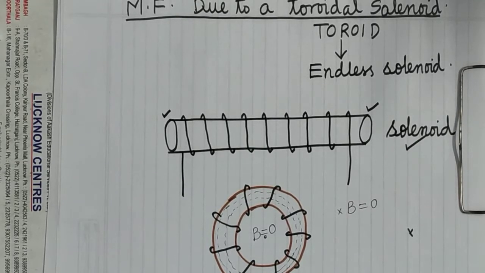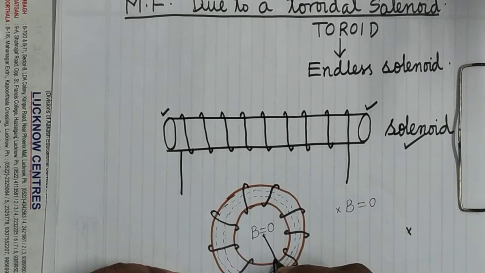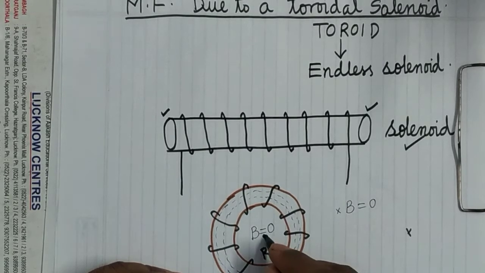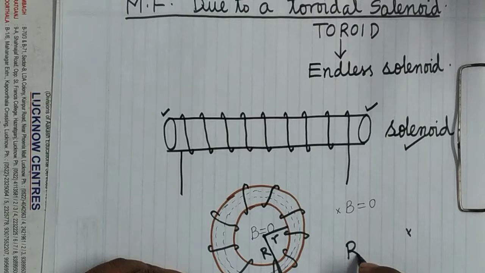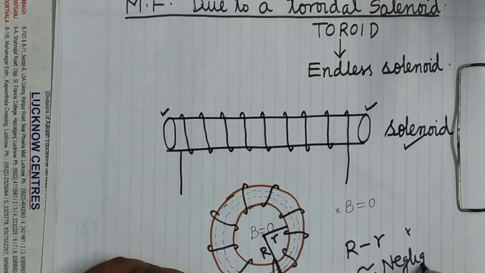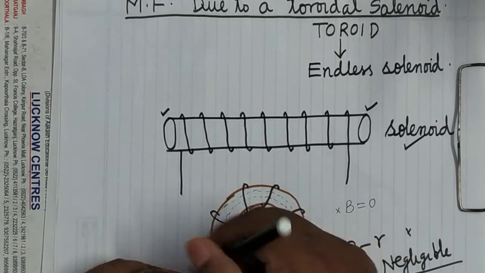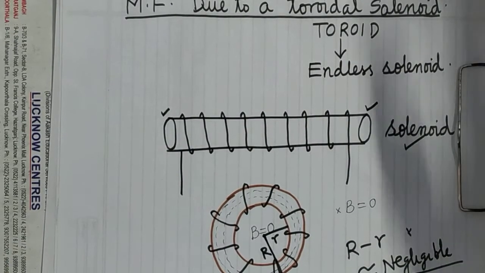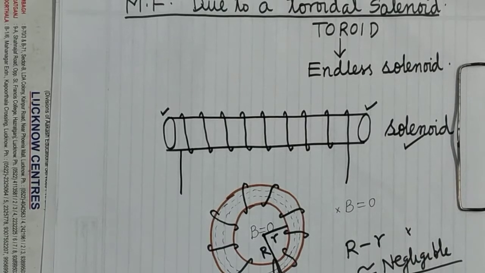Here we have taken this solenoid as a thin solenoid, that is, the solenoid is very thin. This means that its external radius and internal radius are both about the same. This is the external radius, this is the internal radius, and capital R minus small r is negligible. There is not much difference. So we have taken a thin toroidal solenoid. Now see how you will deduce the magnetic field due to a toroidal solenoid.